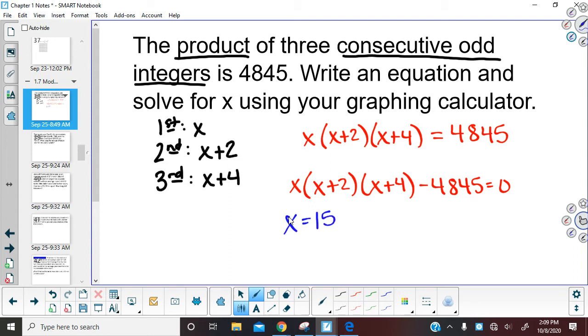And so to figure out the actual integers, that is our x. That's what it's asking you to do. But to check it, we could do 15 times 17 times 19. And sure enough, we do get 4,845.